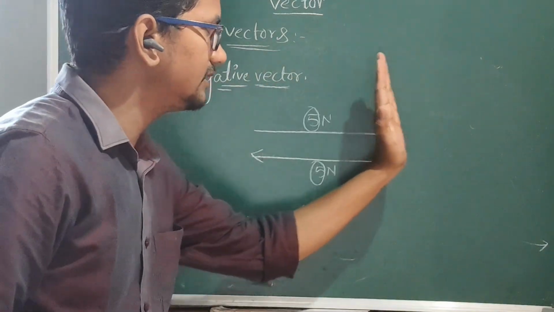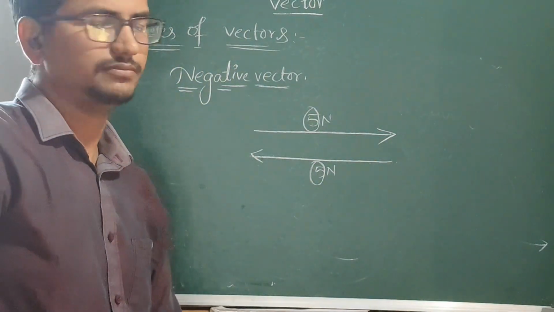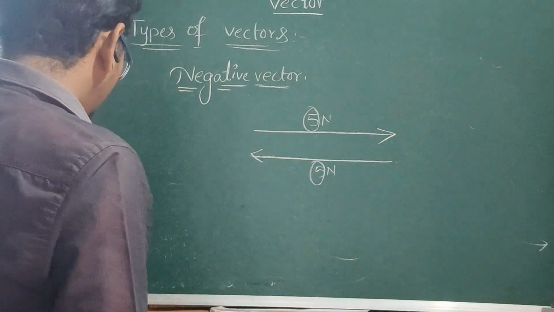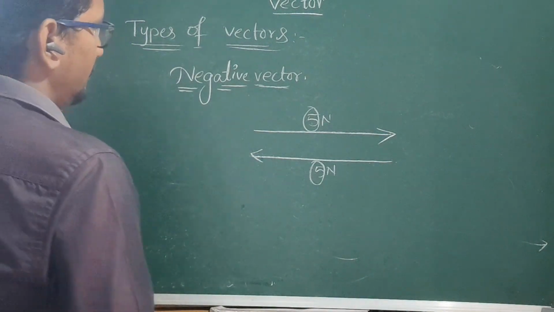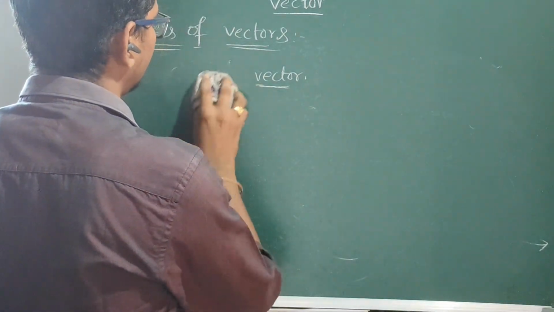If you take this as the positive vector, the other vector will be the negative one. That's called a negative vector. We just take the same magnitude but opposite direction.